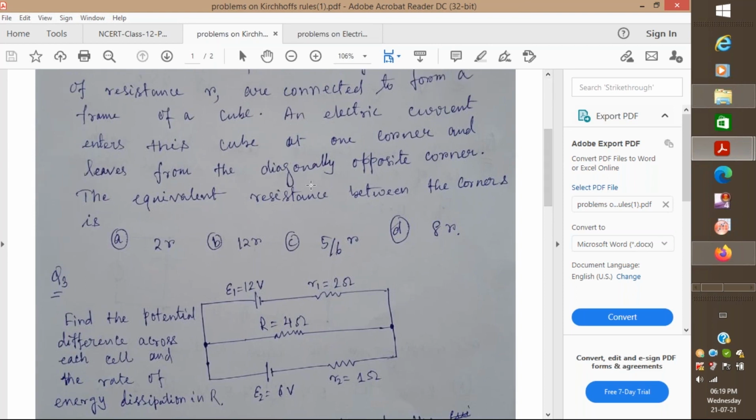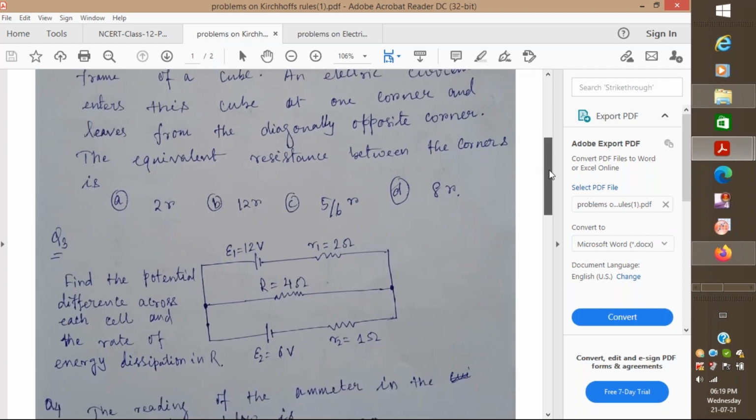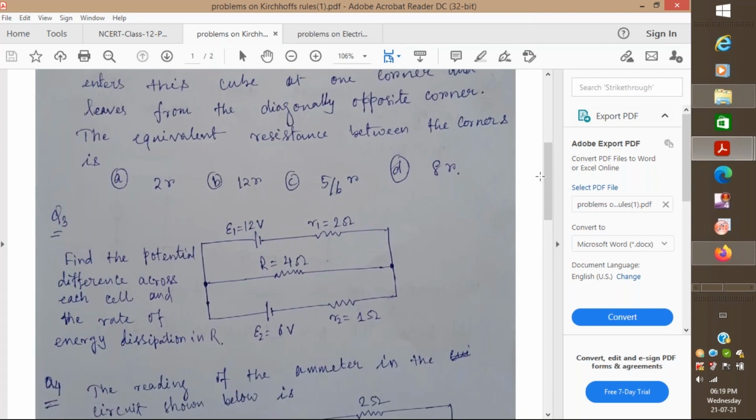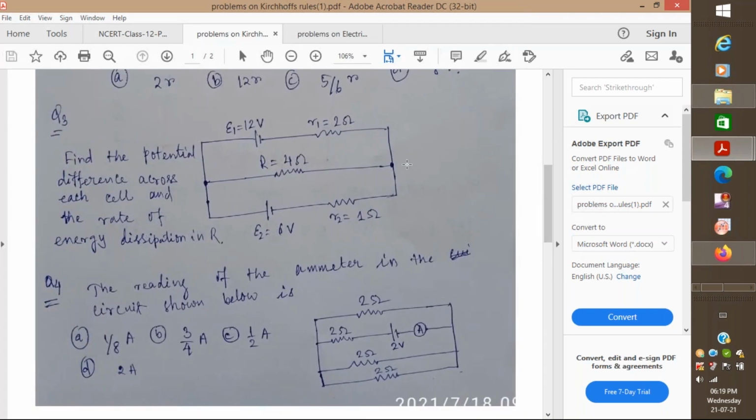C will be the answer for this. Actually, this question is very straightforward and it is already solved in your example book, like example in the NCERT textbook. You try to solve by yourself. Okay, if there is still some problem, I will take up in the next class.